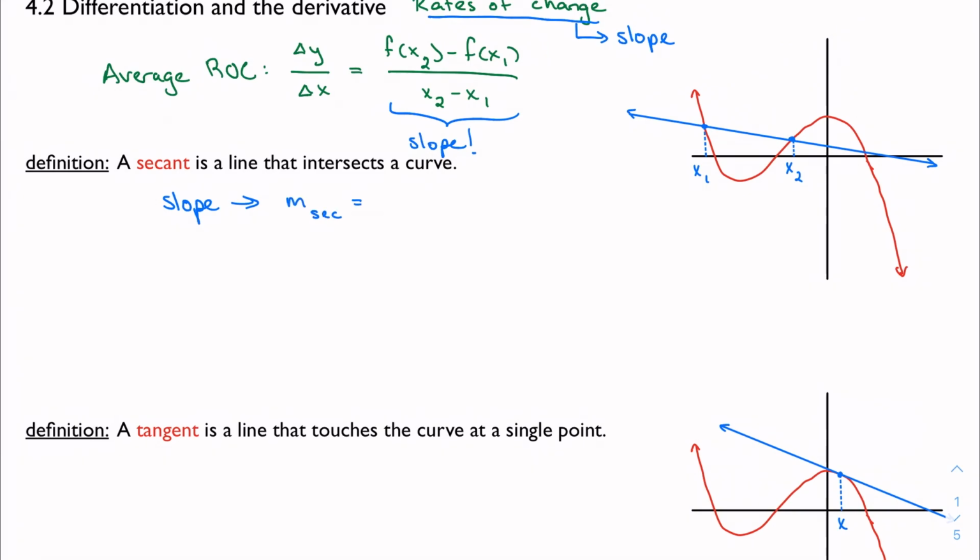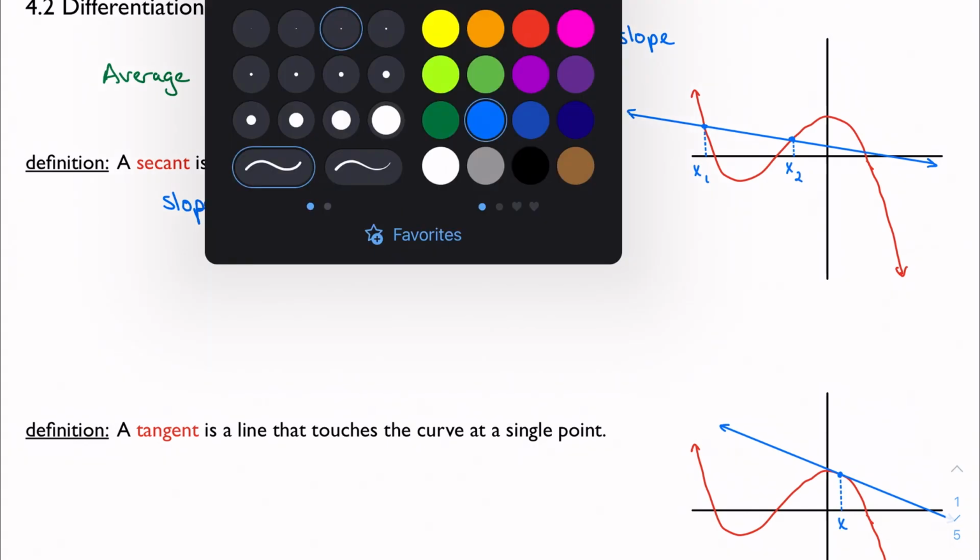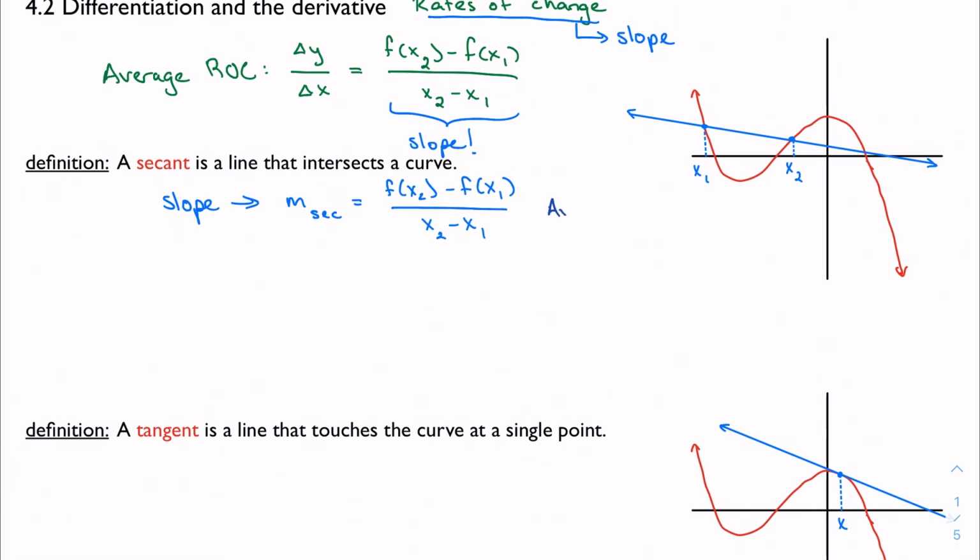x1 and x2, again, I want the change in my y values. So we'll stick with the whole x2 first, x1 second. x2's function value is just f of x2. x1's function value is just f of x1, divided by x2 minus x1. Well, that's just the average rate of change formula, right? So this is just average rate of change. If I ever tell you to do anything with the slope of the secant line or the average rate of change of the function, I'm talking about the same thing.